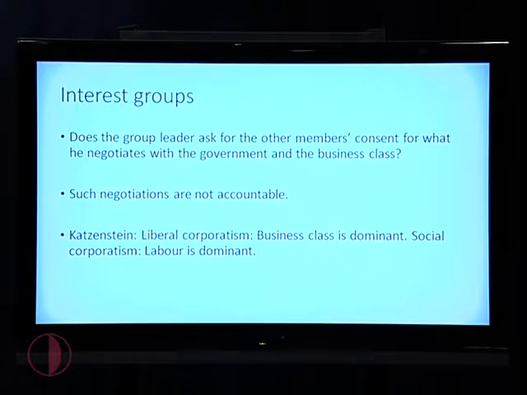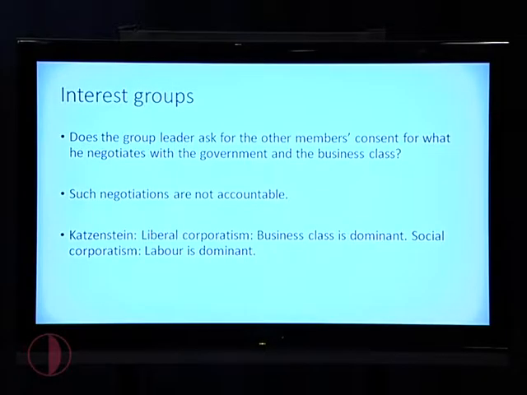Okay, one trade union or labor union representative, representing the employees, attends the tripartite meetings and represents the employees. But to what extent this is reliable, that's a question. According to Katzenstein, liberal corporatism is a form of corporatism where the business class is dominant, and social corporatism is a model of corporatism where the labor is dominant. And according to Professor Lijphart, in Belgium and in Switzerland, actually liberal corporatism is dominant.